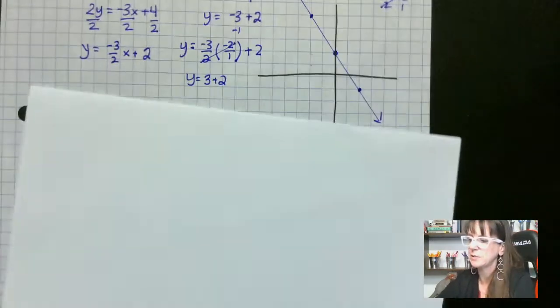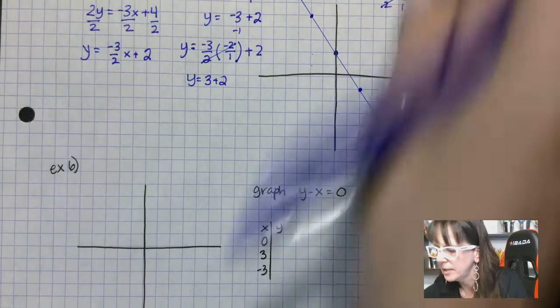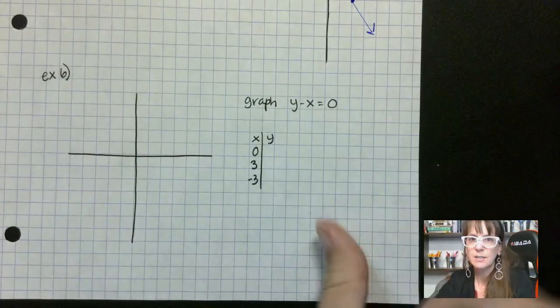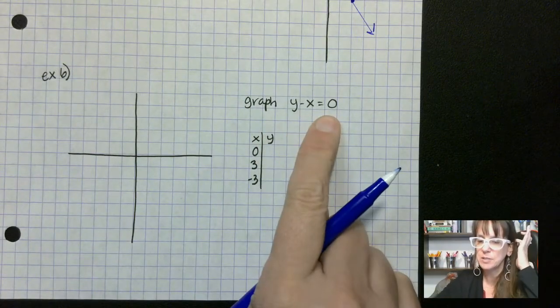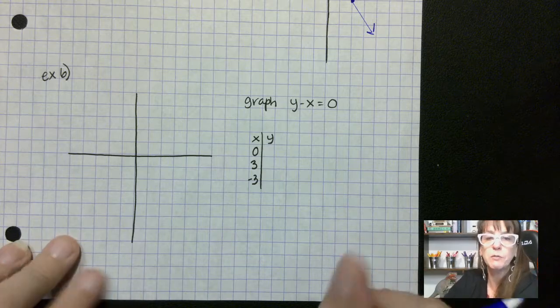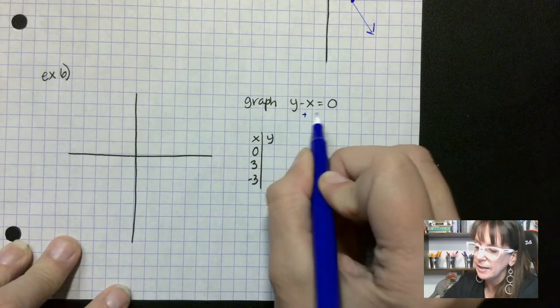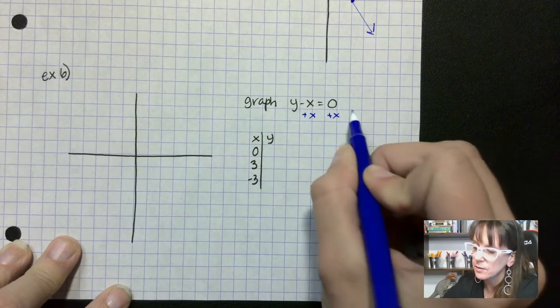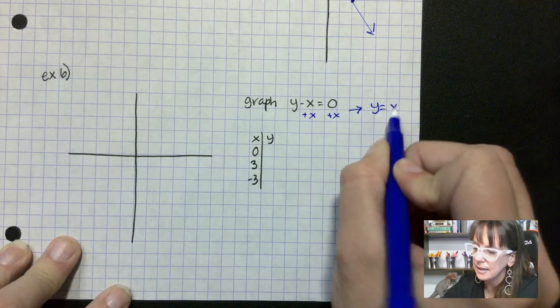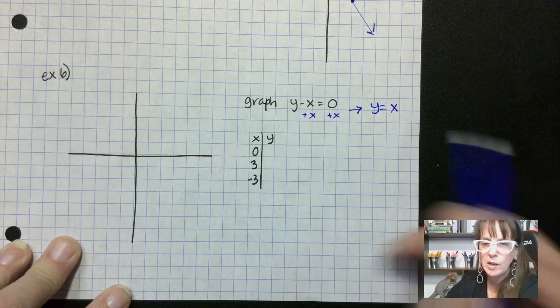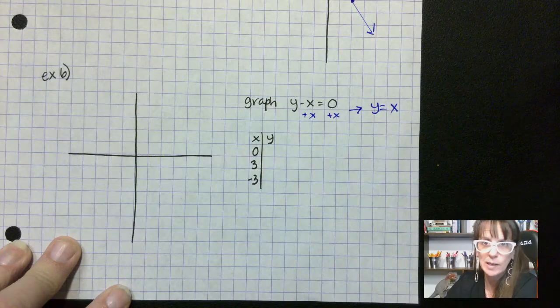All right, let's take a look at the next one. So for example number 6, graph y minus x equals 0, and it says to solve for y first. So I'm going to add x to both sides. So that gives me y equals x. Well, that's easy peasy because whatever y is, x is that, or whatever x is, y is going to be.